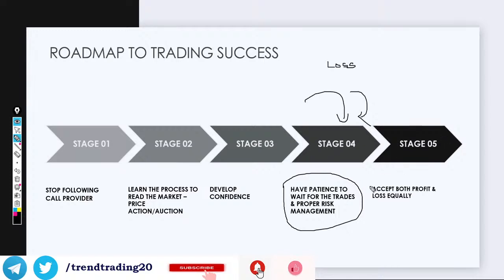And the last stage, stage 5, is very, very important, sir. Accept profit and losses equally. If you are making a profit in today's trading session, tomorrow, in some cases, a stop loss will get triggered. It's not like it's only profit every time. Stop loss will get triggered. So make sure to accept both loss and profit equally.